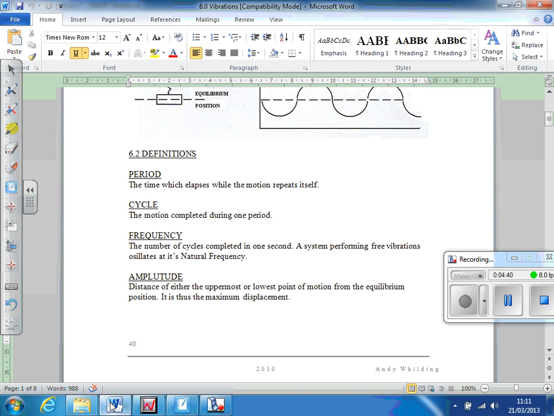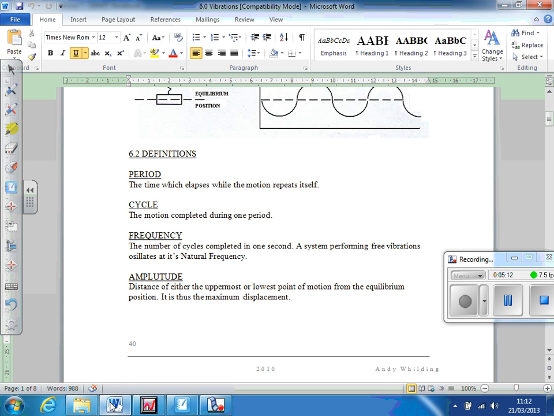The frequency is the number of cycles completed in 1 second. A system performing free vibrations oscillates at what is called its natural frequency. So I give something a bash, it's going to oscillate at its natural frequency. There'll be some harmonics and overtones involved with it, like on a guitar string, which gives it its flavour, that note. But it's got a natural frequency, and everything has a natural frequency. So that's what it will oscillate at.